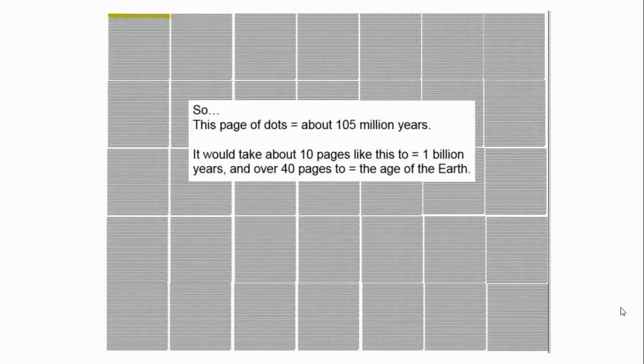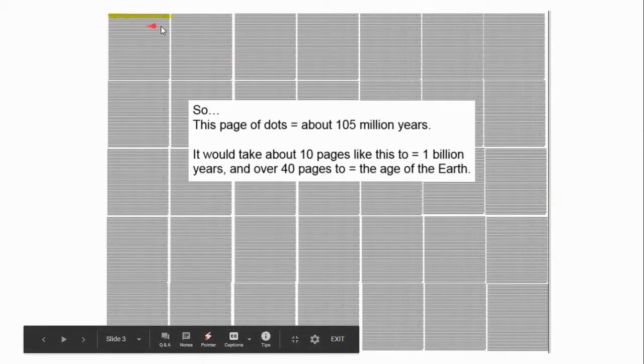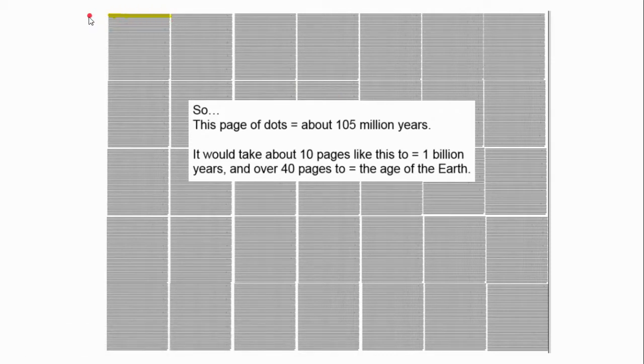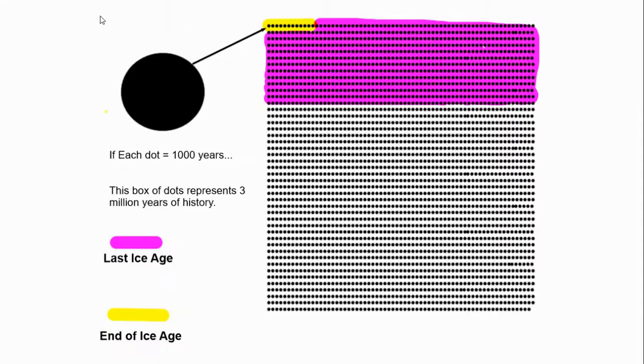Now, what I did on this page is I highlighted at the top a few rows of dots. That represents the time that humans have been alive on this earth. We've only been alive this much time. And yet it would take 40 pages of dots like this to represent the age of the earth. So we've really only been here for almost like a moment in time. Human beings have been around for maybe a couple 100,000 years, 200,000 or 300,000 years. But the Earth has been around for 4.5 billion.